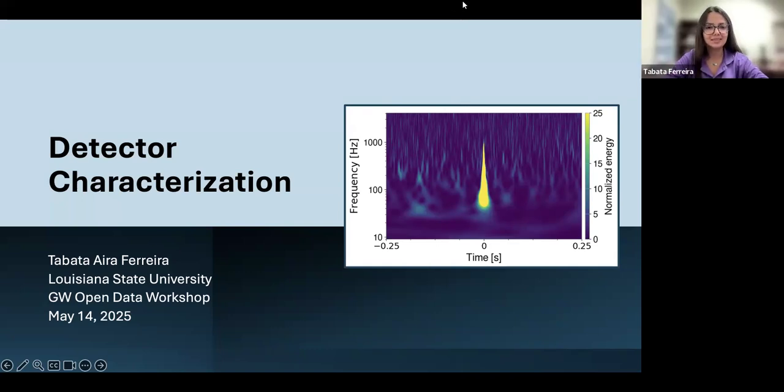Hello, everyone. I'm Tabata. I am from Brazil, but nowadays I'm a postdoc here at LSU. I am very close to the Livingston Observatory. Today I'm going to give an introduction about detector characterization.